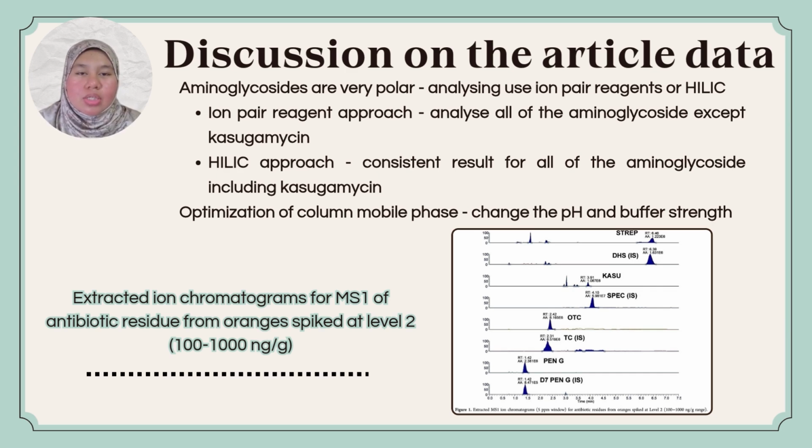This figure shows the extracted ion chromatograms for the first mass spectrometry of antibiotics from oranges spiked at level 2, with the concentration ranging from 100 to 1000 nanograms per gram.